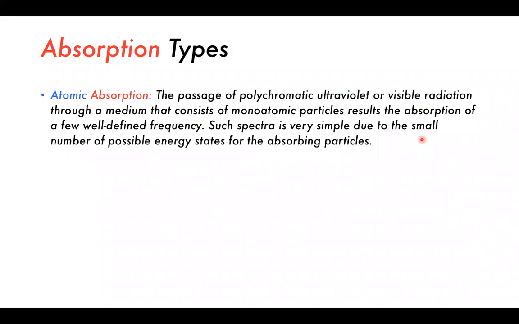So atomic absorption is the passage of polychromatic ultraviolet or visible radiation through a medium that consists of monatomic particles and results in the absorption of a few well-defined frequencies. Such spectra are very simple due to the small number of possible energy states for absorbing particles. So usually atomic spectra are basically line spectra. They absorb at very specific wavelengths, and there's not really a lot of interference from other species, which might cause a broadening or a complex spectrum to form.